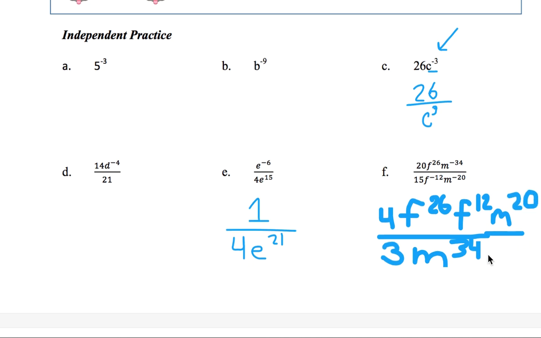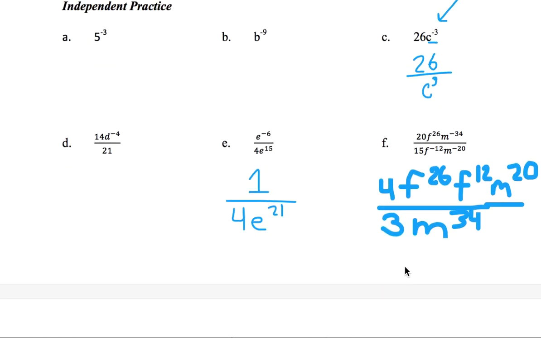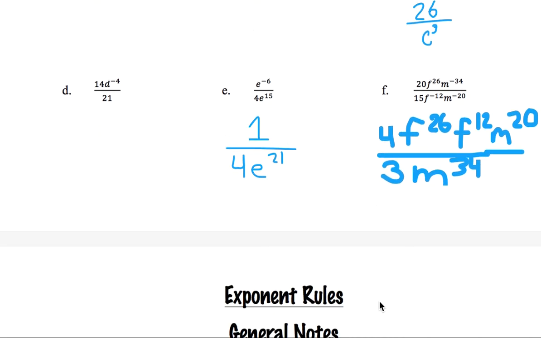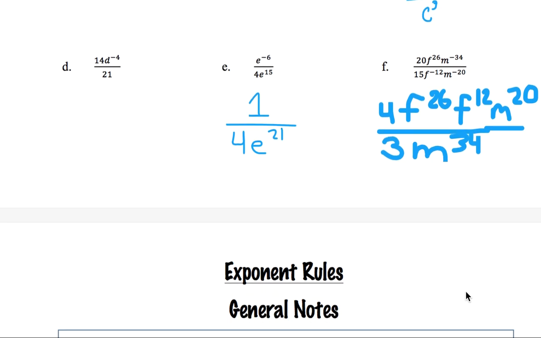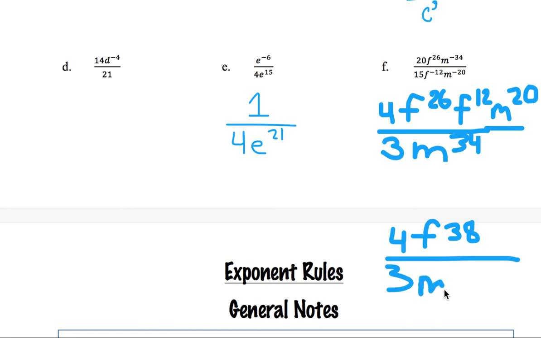And now we're going to battle it out. We're going to have, I'll write it down here. We have 4 and 3 stay. The flamingos, there's 38 who team up on the top. And the monkeys have a battle. 34 evil monkeys battle 20 good monkeys. 14 evil monkeys survive.